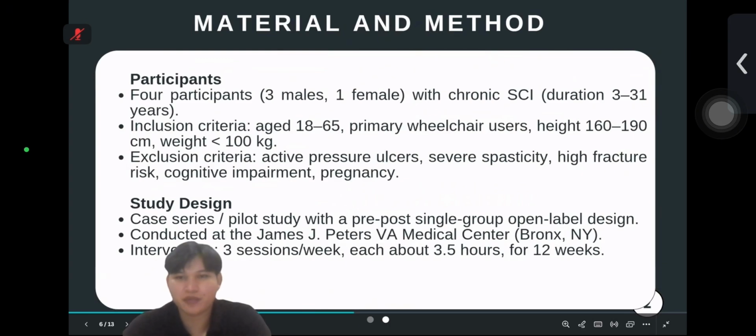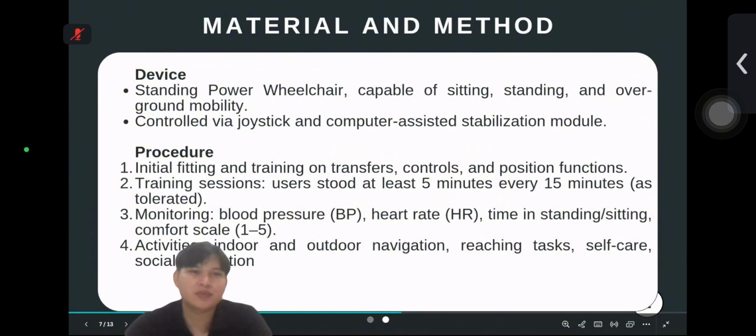Intervention: 3 sessions per week, about 3.5 hours. For the material and method, the first is the device. For the device, a standing power wheelchair capable of sitting, standing, and overground mobility. The second, control via joystick and a computer-assisted stabilization module.